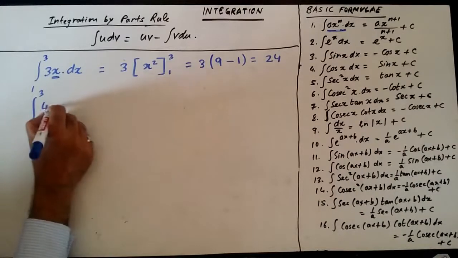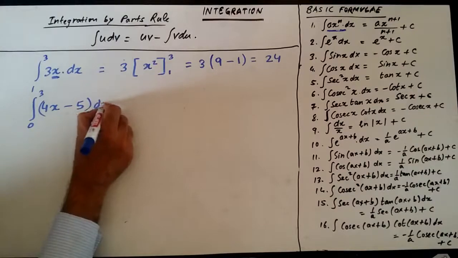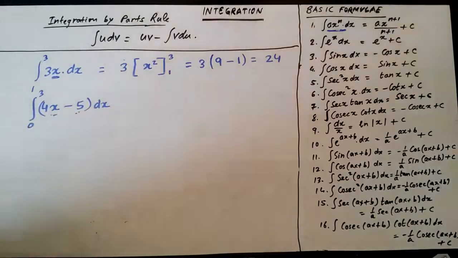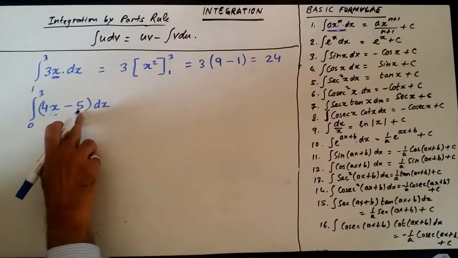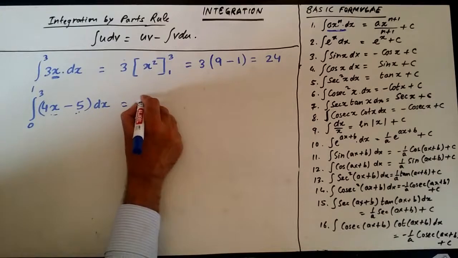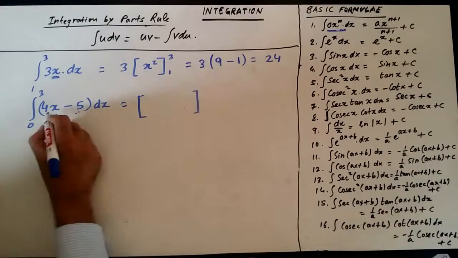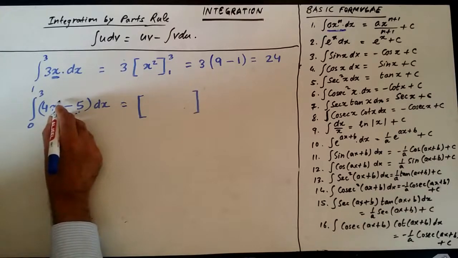Let's say 4x minus 5 this time, dx. Now it has two terms. The process is the same. We will find the integration of this and we will find the integration of this. So this becomes, we will put it like this for the integration. Now integration of 4x will be, x will be raised to the power 2, because this is 1, 1 plus 1 is 2, and divide by 2.